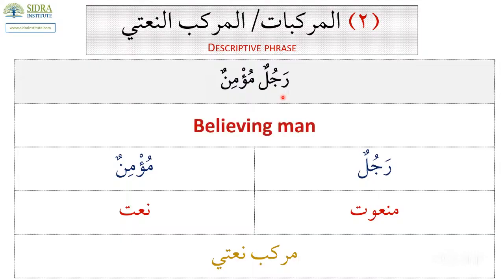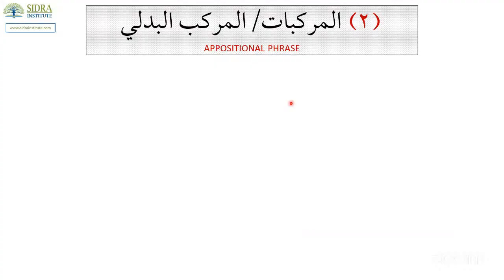So rajulun mu'minun means believing man. So notice here it's an incomplete phrase. So believing comes first, mu'minun in translation, and then we mention the word rajul, man. Our next phrase was the al-Murakkab al-Badali, appositional phrase, appositional substitute phrase. This is where we mention two words and the reference of both refer to the same entity.